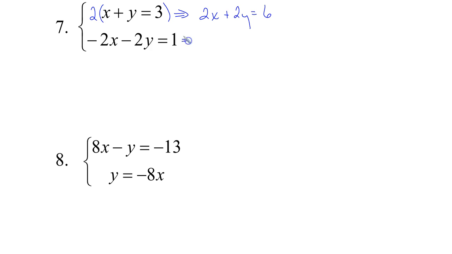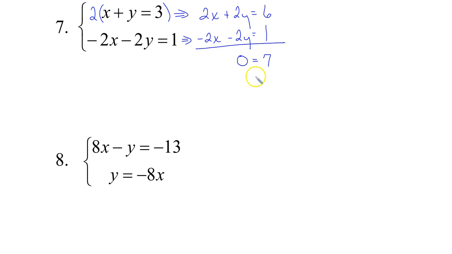My second equation doesn't change. Negative 2x minus 2y is equal to 1. I add my two equations together. Notice what happens. I have 0x and 0y. So I have 0 on the left-hand side is equal to 7 on the right-hand side.